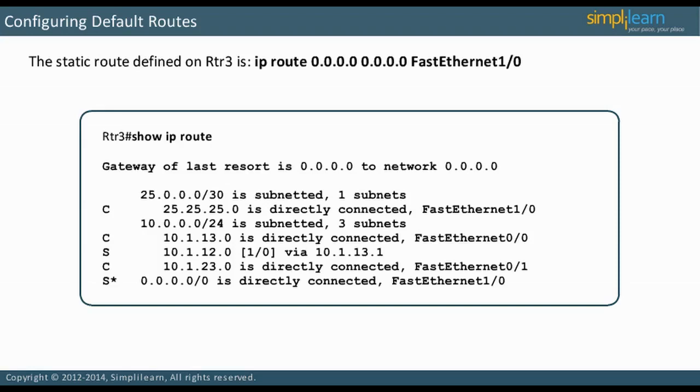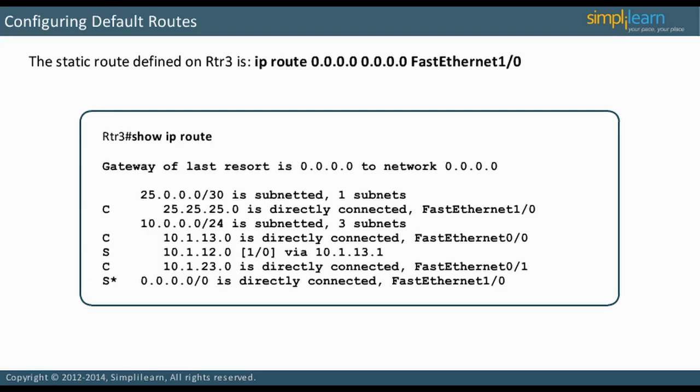Let us look at how this works. Suppose RTR3 has an IP packet with a destination IP address of 10.1.12.1. It performs a routing table lookup and uses the 10.1.12.0/24 route. What if the destination IP address is 8.8.8.8? There are no routes in the routing table that include this destination. Because the routing table does not have a more specific route, the packet will be forwarded out FA10, the interface specified for 0.0.0.0/0, the default route.